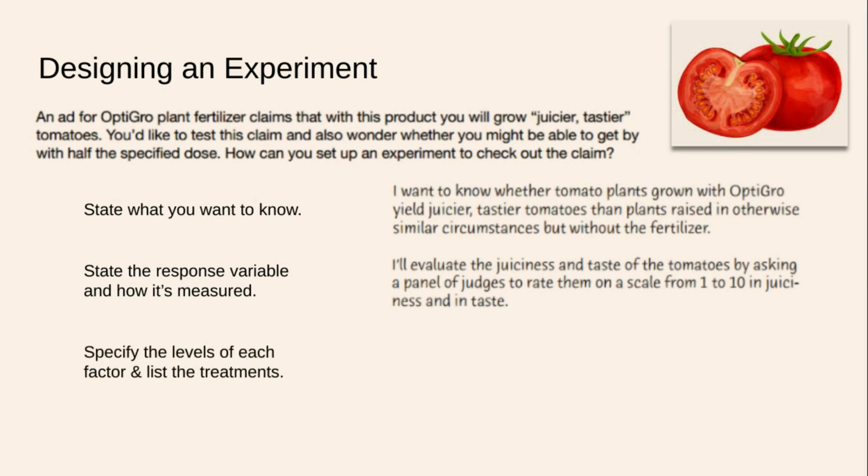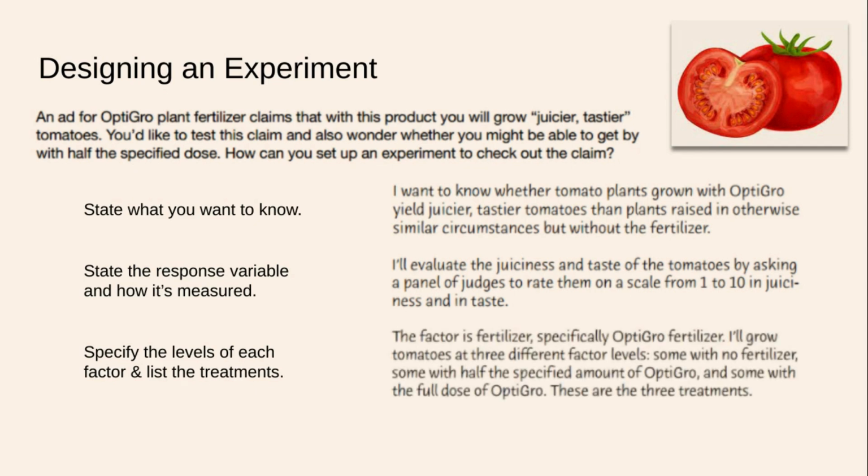And now we want to specify the levels of each factor and list the treatments. The factor is fertilizer. Okay, so that is the explanatory variable, specifically OptiGrow fertilizer. I will grow tomatoes at 3 different factor levels. Okay, so our explanatory variable has 3 levels. As I've stated before, some with no fertilizer, there's our control group. Some with half the specified amount of fertilizer, that is our first treatment. And our second treatment is the full dose, the real deal of OptiGrow. And those are the 3 treatments.